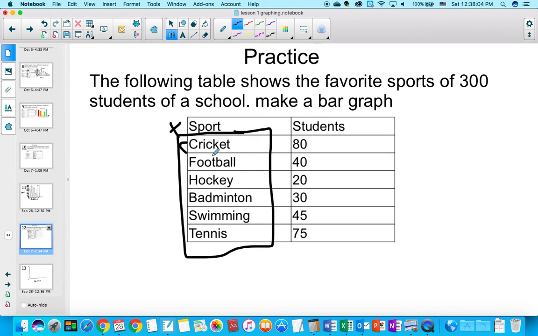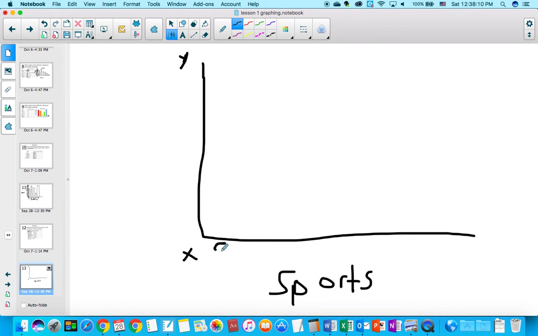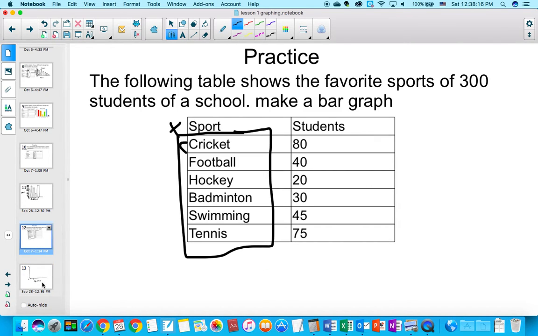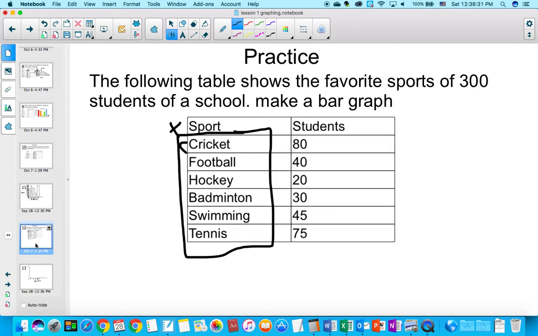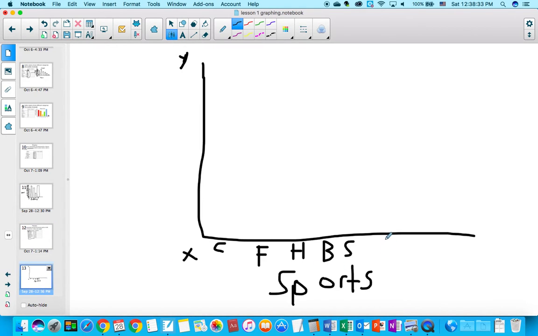Then we have cricket, football, hockey, badminton, swimming, tennis. So I'm going to put cricket as C, I would want you to write the whole categories, but for time purposes, I'm putting just the letters: hockey, badminton, and then we have swimming, so we have S, right? And then we have T for tennis.